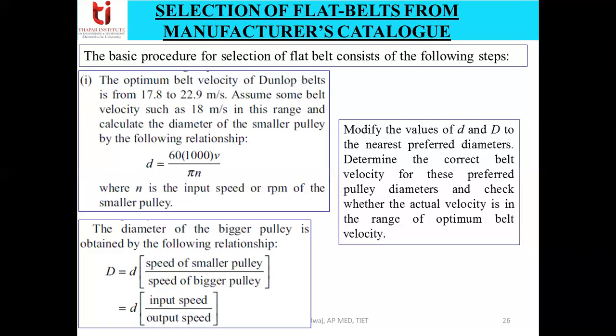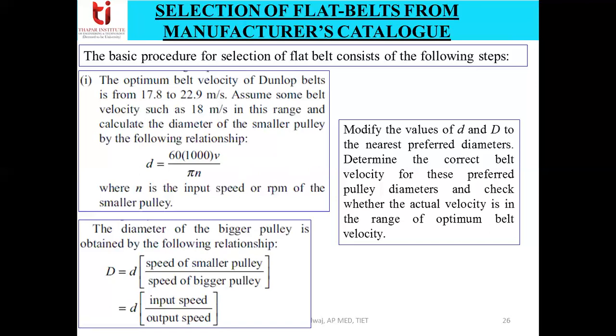So this is the basic procedure for selection of flat belt. The following steps are included. The first step is we take the optimum belt velocity between 17.8 to 22.9, so either you can take 18 or 19. We have taken this value as 18 meter per second. By using velocity as 18 meter per second, we can calculate the diameter of the smaller pulley. RPM will be given to you for the smaller pulley. Once you have calculated the diameter of the smaller pulley, and RPM of smaller pulley and RPM of larger pulley are given, from that you can calculate the diameter of the larger pulley.